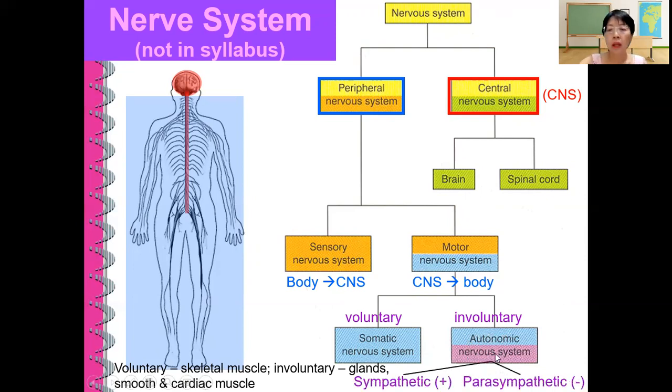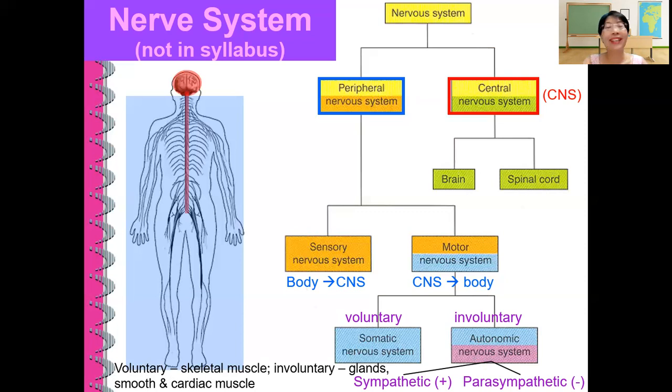One more thing. For the involuntary action in the autonomic nervous system, autonomic is automatic. So it automatically sends electrical impulses depending on your need. It can be further divided into the sympathetic and parasympathetic nervous system. Now, the sympathetic nervous system is made of neurons that, when you send a message, will increase, that's why I put a positive, the metabolic rate, or the rate of contraction of the muscle. For example, increase your heart rate, increase your breathing rate.